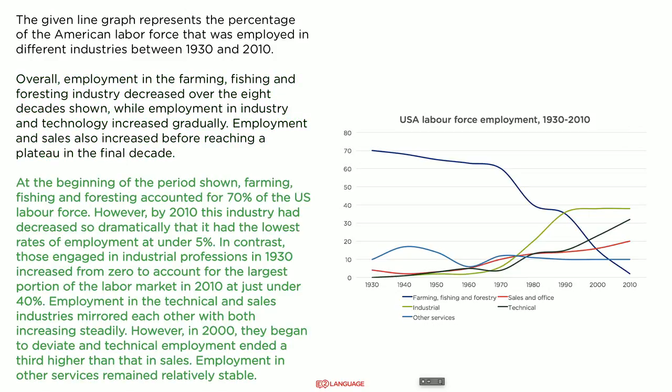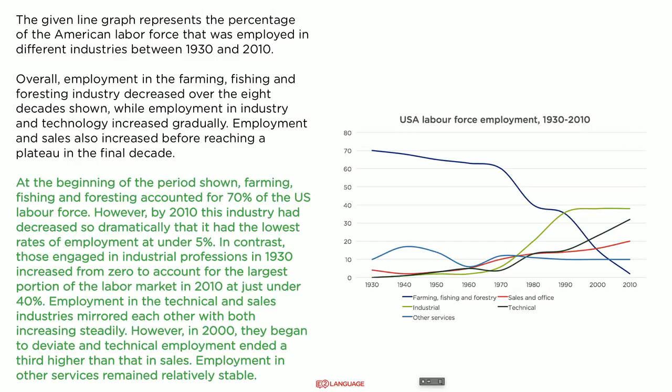Now I'm going to get down into the dirty business and look at the statistics. At the beginning of the period shown, farming, fishing, and forestry accounted for 70% of the US labor force. However, by 2010, this industry had decreased so dramatically that it had the lowest rates of employment at under 5%. I've just described the dark blue line. In contrast, those engaged in industrial professions in 1930 increased from 0 to account for the largest portion of the labor market in 2010 at just under 40%.